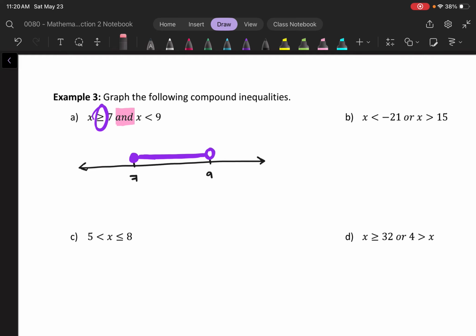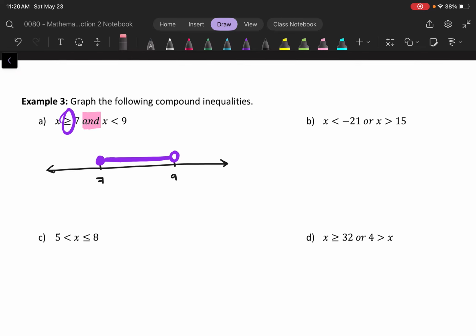So possibilities could be 7, 7.3, 7.8521631, could be 8, could be 8.999994. It can't be 9, but it could be any of those numbers in between 7 and 9, not including 9. So that's what my graph is going to look like.